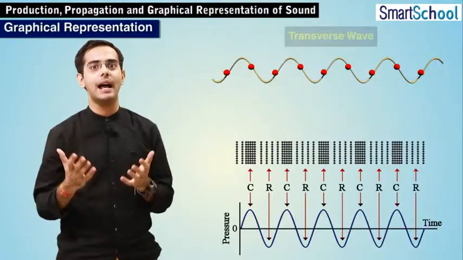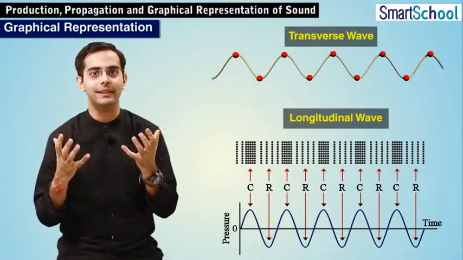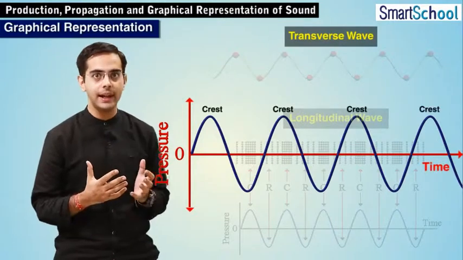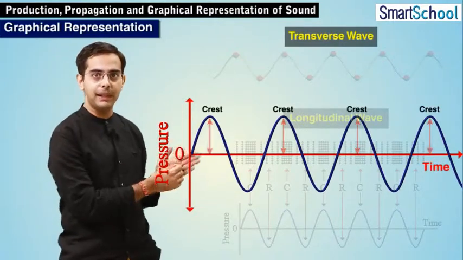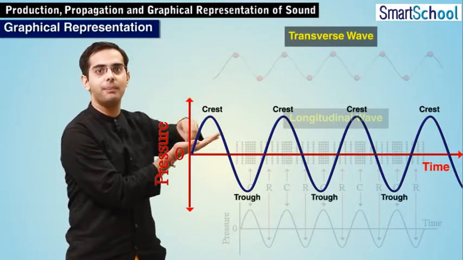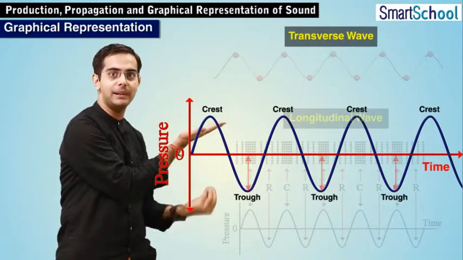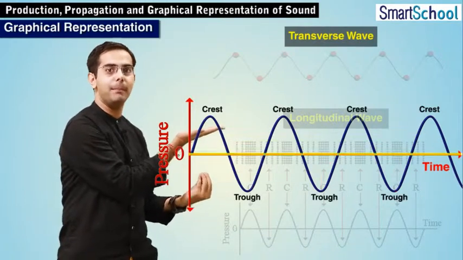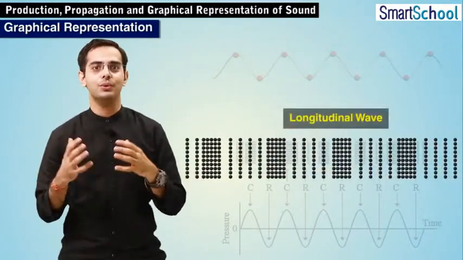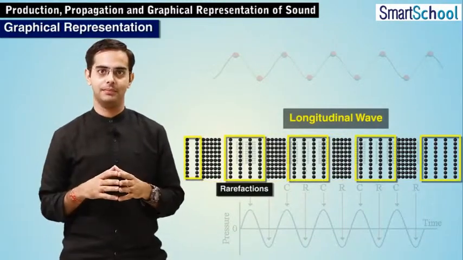So we see that both the transverse and the longitudinal waves can be represented in a similar manner on a graph. The difference is that in a transverse wave, a crest is a point where the displacement of the medium particle from the mean position is at a maximum, and the trough is the lowest point of the wave, representing the maximum displacement in the opposite direction from the mean position. While in case of the longitudinal wave, we have the compressions and the rarefactions.